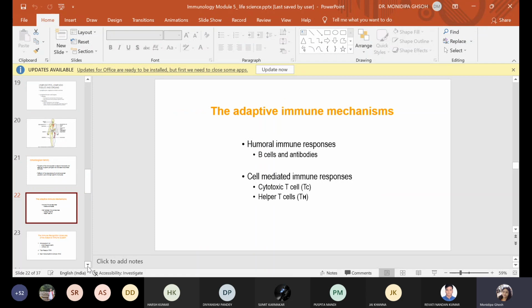The adaptive immune response comprises the humoral immune response as well as the cell-mediated immune response. The humoral immune response mainly involves the B cell-driven, antibody-mediated immune response, and the cell-mediated immune response mainly comprises the cytotoxic T cell and helper T cell mediated immune response.